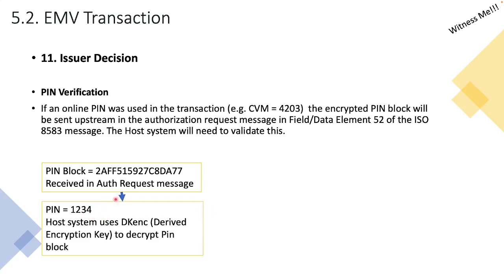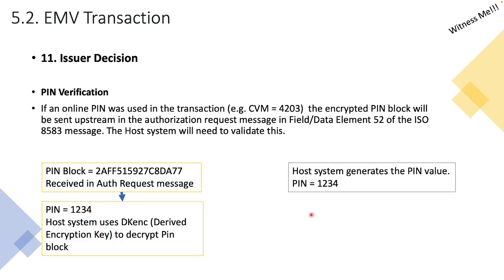It then takes the PIN block. Okay. It then takes the PAN and PAN sequence number, applies it against the master key set, which then produces the derived encryption key, and then it uses the derived encryption key to decrypt the PIN block, which will result in a PIN. I've just got 1, 2, 3, 4 as an example.